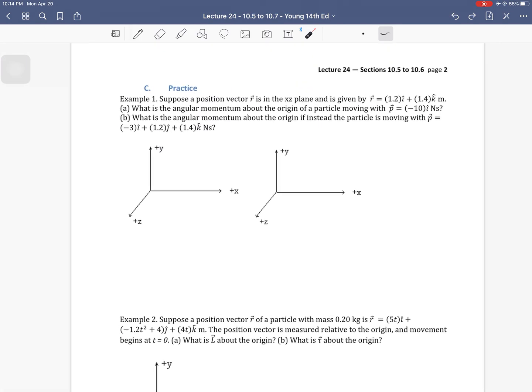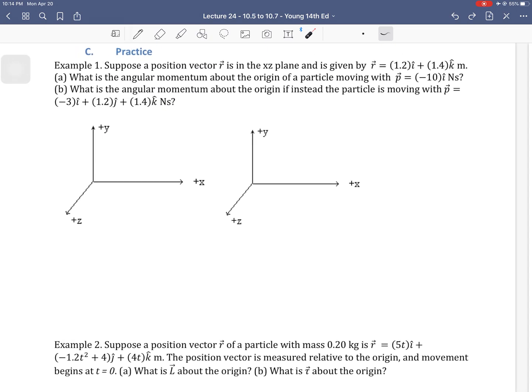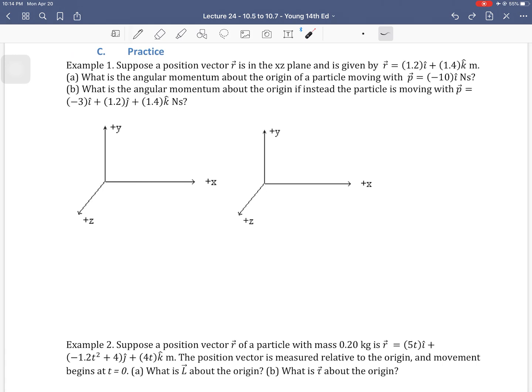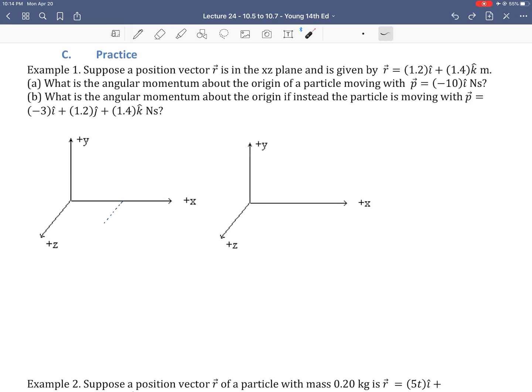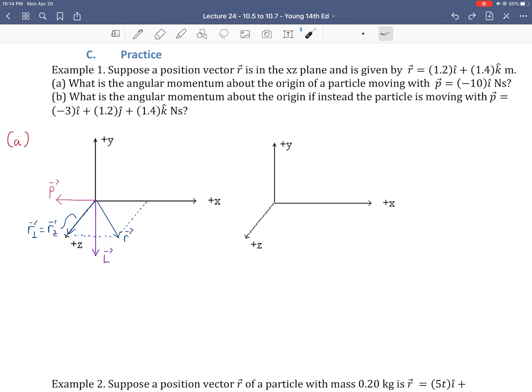All right, so let's do some examples. In example 1, I'm going to cover part A and I'm leaving part B for practice. First thing I'm going to do is draw the picture. Well, let me read the problem.